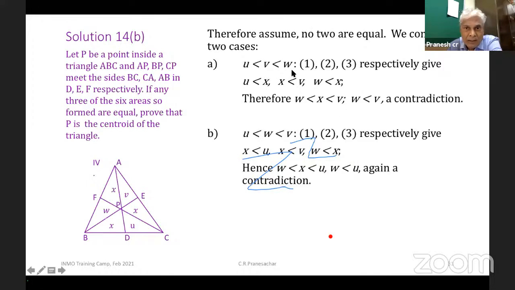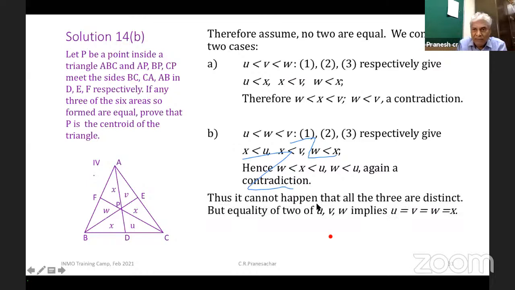What is the other case? Since we have a cyclic arrangement, the other case would be U less than W less than V. And again, from 1, 2, 3, you get X less than U, X less than V, W less than X. Again, if you look at first and third, W less than X, X less than U will give you W less than U. But that contradicts W greater than U because U is less than W here. Here, W is less than U. Again, a contradiction. These two cases are enough.